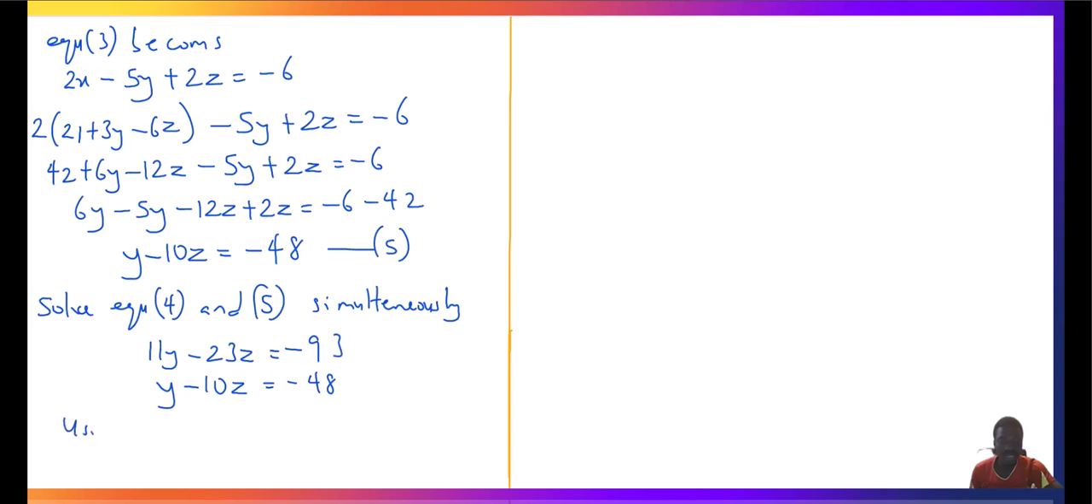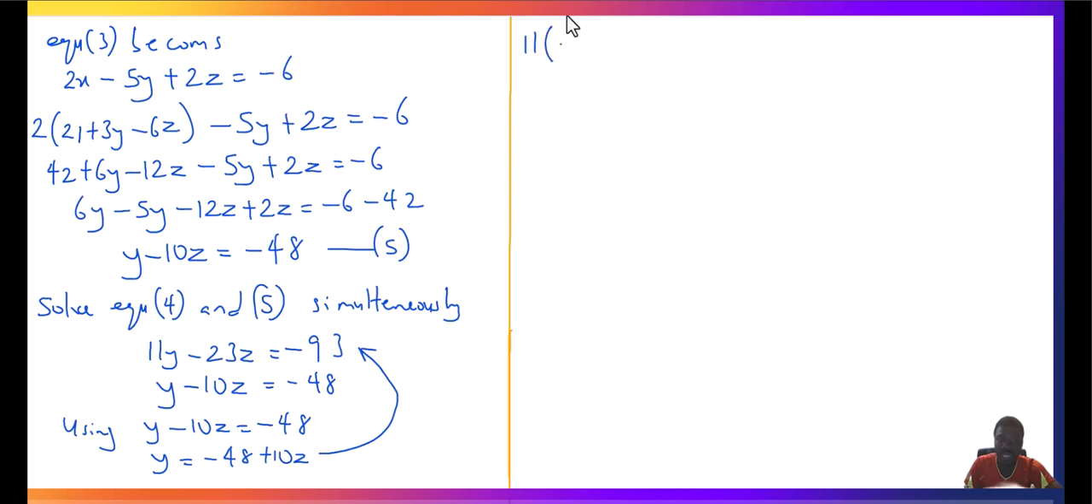So using y minus 10z is equals to negative 48, my y will be equals to negative 48 plus 10z. So take this and throw into the equation 4. So anyway, I see y, I'll put negative 48 plus 10z. That makes it to become 11 into bracket negative 48 plus 10z minus 23z is equals to negative 93.